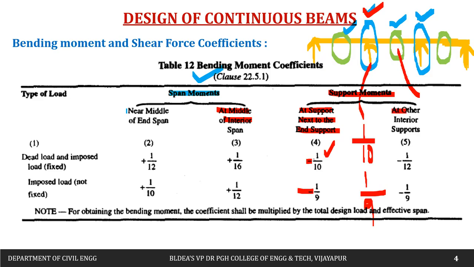Then next is at other interior support. For example, if you have another support here, at this interior support we are going to use the coefficient 1 by 12, or 1 by 9. So this will be for the other interior supports we have.